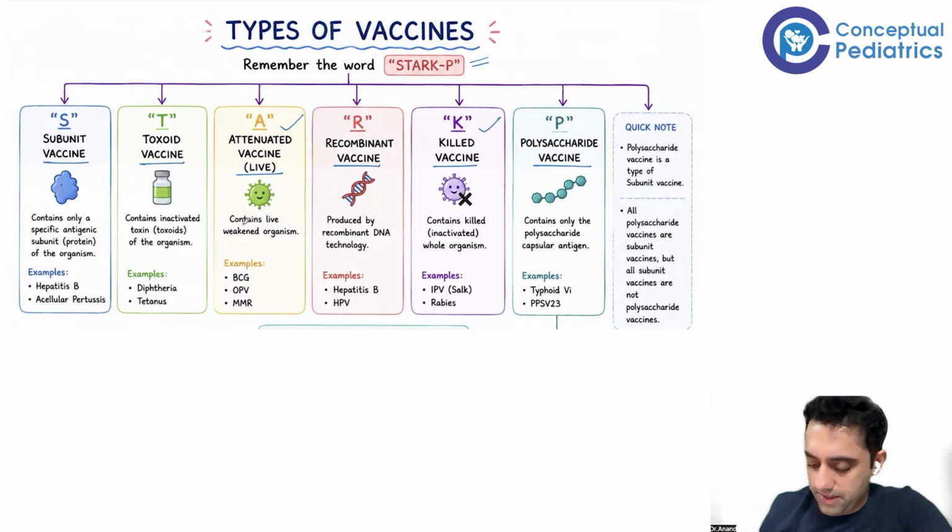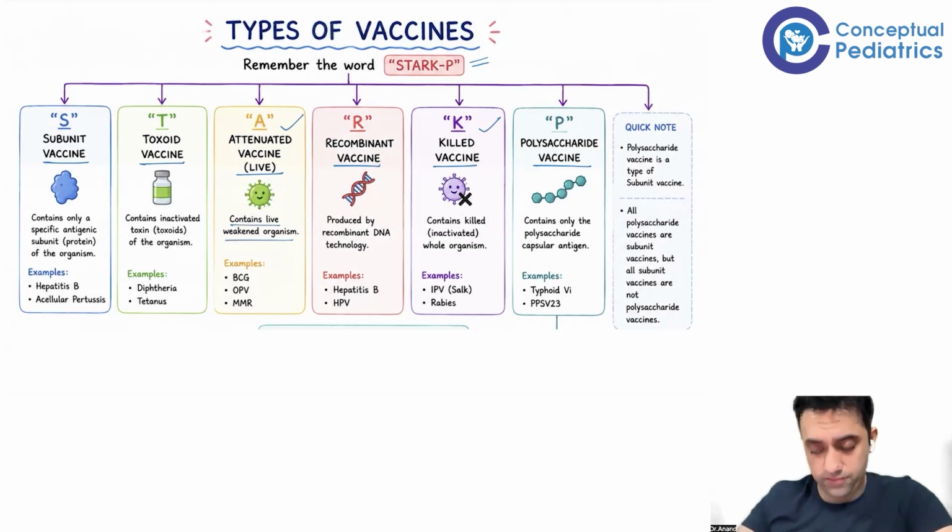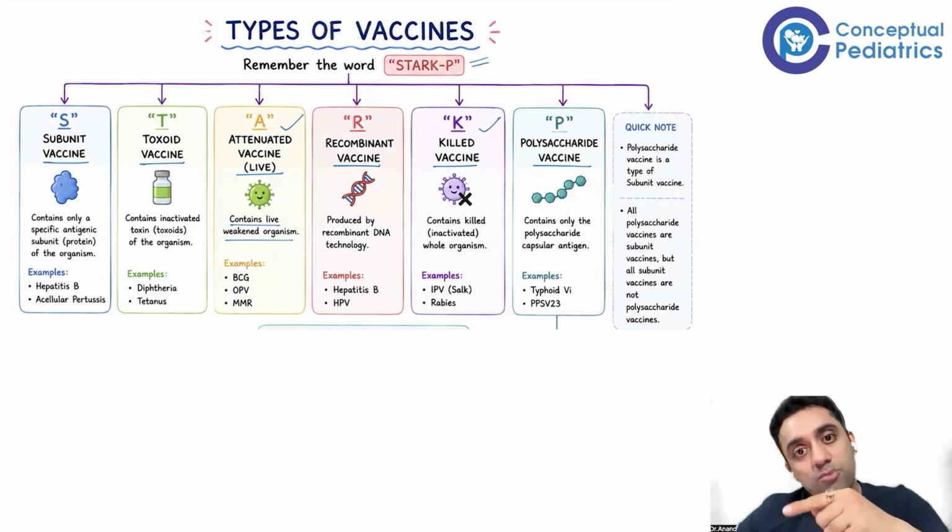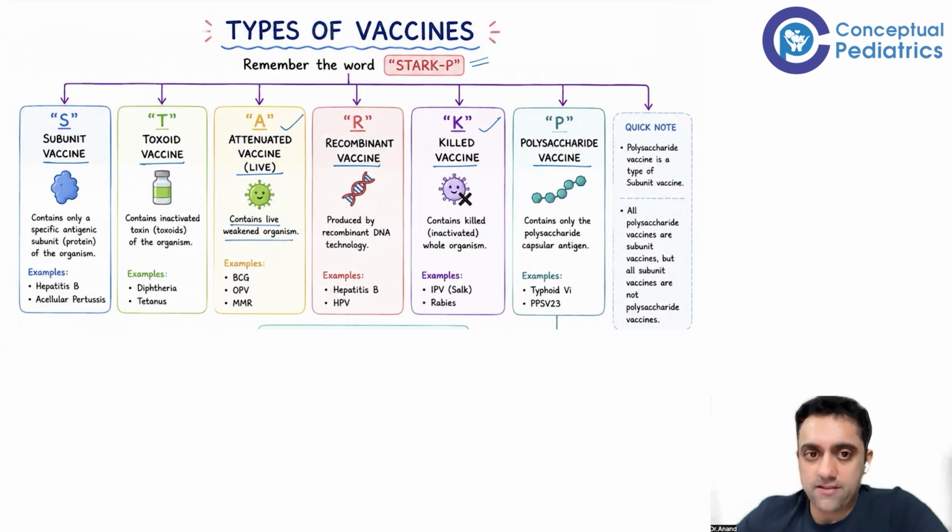What does live vaccine mean? It contains the live weakened organism. In very simple words, I am putting some antigen in your body, but that antigen is weak enough that you will not get any problem, and your body will start making antibodies against that antigen. That's the whole story. So a live vaccine contains the live weakened organism, like BCG, OPV, MMR.